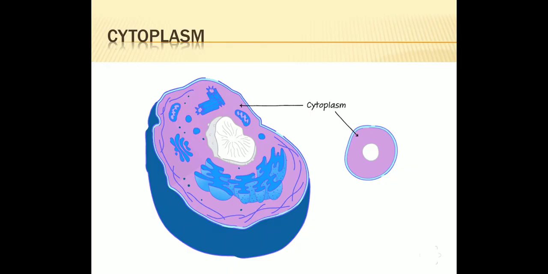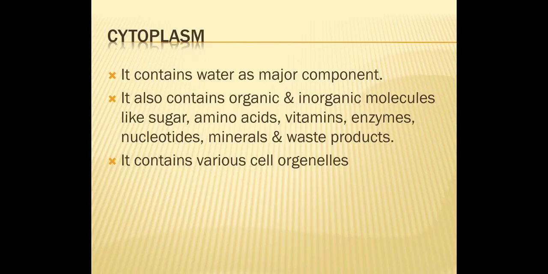It always moves, and whatever movement it shows, that movement is called streaming movement, and that streaming movement is actually called cyclosis. So whatever matrix is present in the cytoplasm, it shows a movement. That movement is called cyclosis. Now, here in cytoplasm, you will find it contains water as a major component. Along with water, it also contains organic and inorganic substances or molecules, but water is the major component.